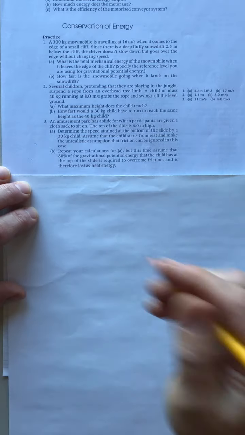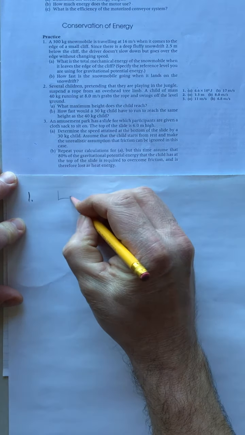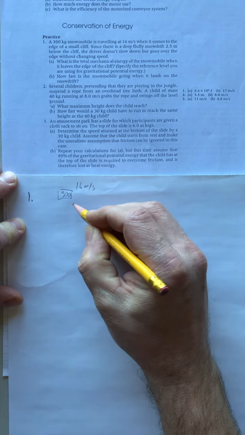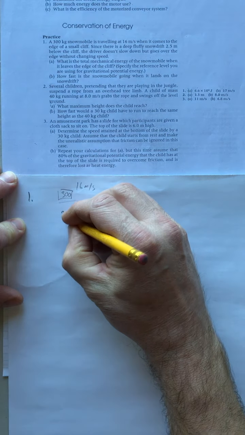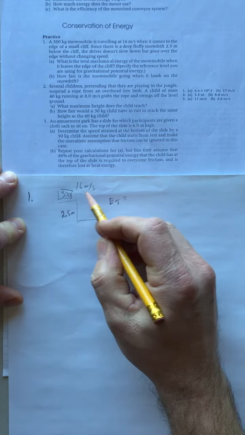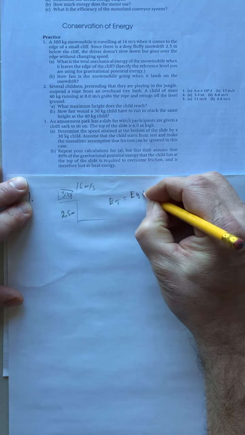The first question is a 300 kilogram snowmobile traveling at 16 meters per second. It's going to go over a cliff into a fluffy snowbank, 2.5 meters in the air. To get E total, that would be right at the beginning. I have the velocity and the height, so it's just EG plus EK.